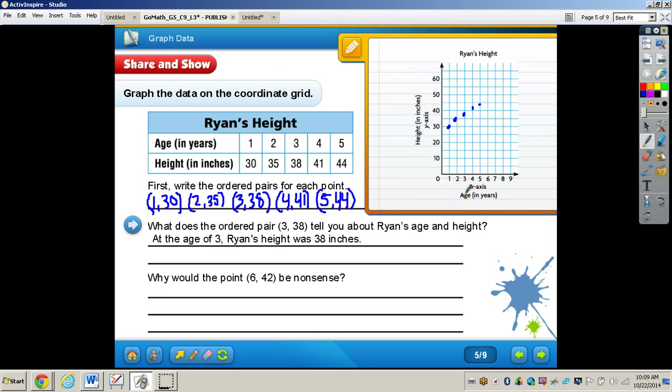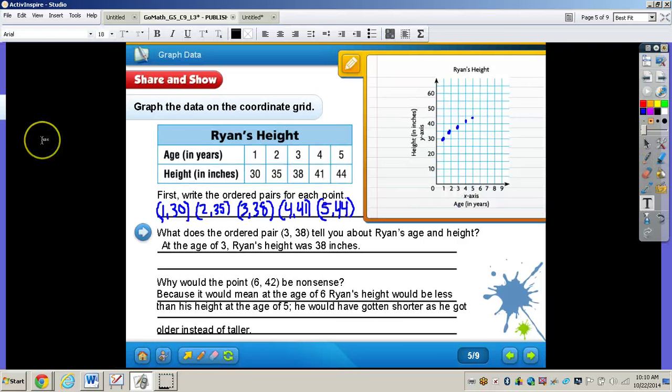And then the final one, letter C, why would the point 6, 42 be nonsense? Okay, and we can see the answer here. Why would the point 6, 42 be nonsense. So we can see, because it would mean at the age of 6, Ryan's height would be less than his height at the age of 5. He would have gotten shorter as he got older instead of taller. So I do want you to write that in your Go Math books on page 379.